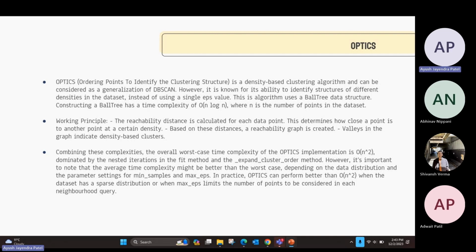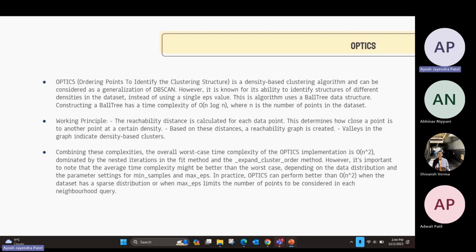And next, we go to the expand cluster process. In that process, it iterates over the neighbors of each given point to expand the cluster order. In the worst case, the data points are densely packed and each point has many neighbors. This could lead to a situation where nearly every point is considered a neighbor, thus giving a worst case time complexity of O(n). Combining these complexities, the overall worst case complexity of the Optic implementation is O(n squared).